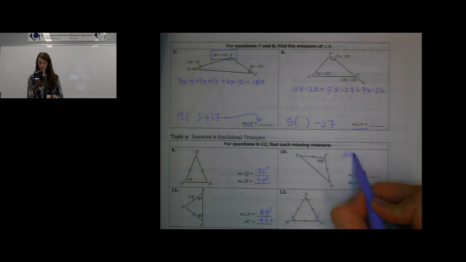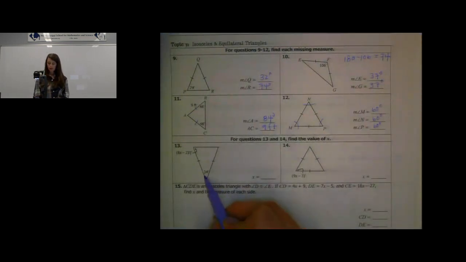180 divided by 3. Okay, so right here, to find the measure, 106, so 180 minus 106 is 74. So take that and divide that by 2, so you're going to get 37. So each one of those angles should be 37. Okay.